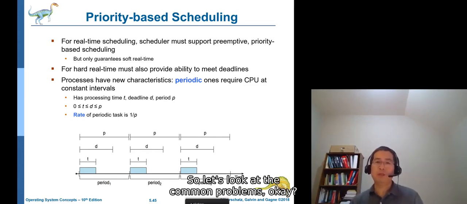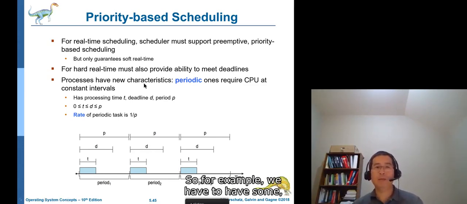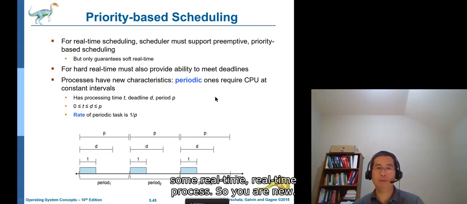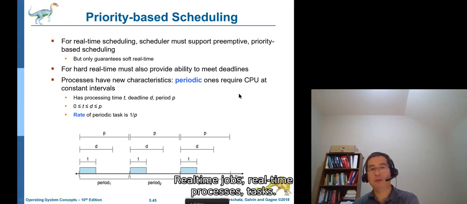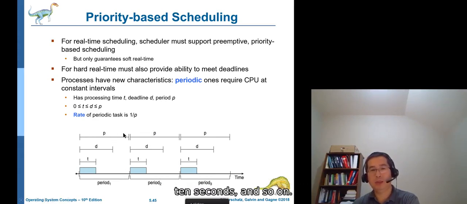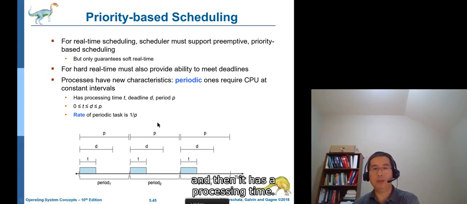Okay. So let's look at the common problems. For example, we have some real-time processes. Usually we have an important feature for these real-time jobs, processes, tasks. Usually they happen in a periodic way. That means they will repeat themselves based on a time range, maybe after 10 minutes or 10 seconds and so on. So this P is just a period.